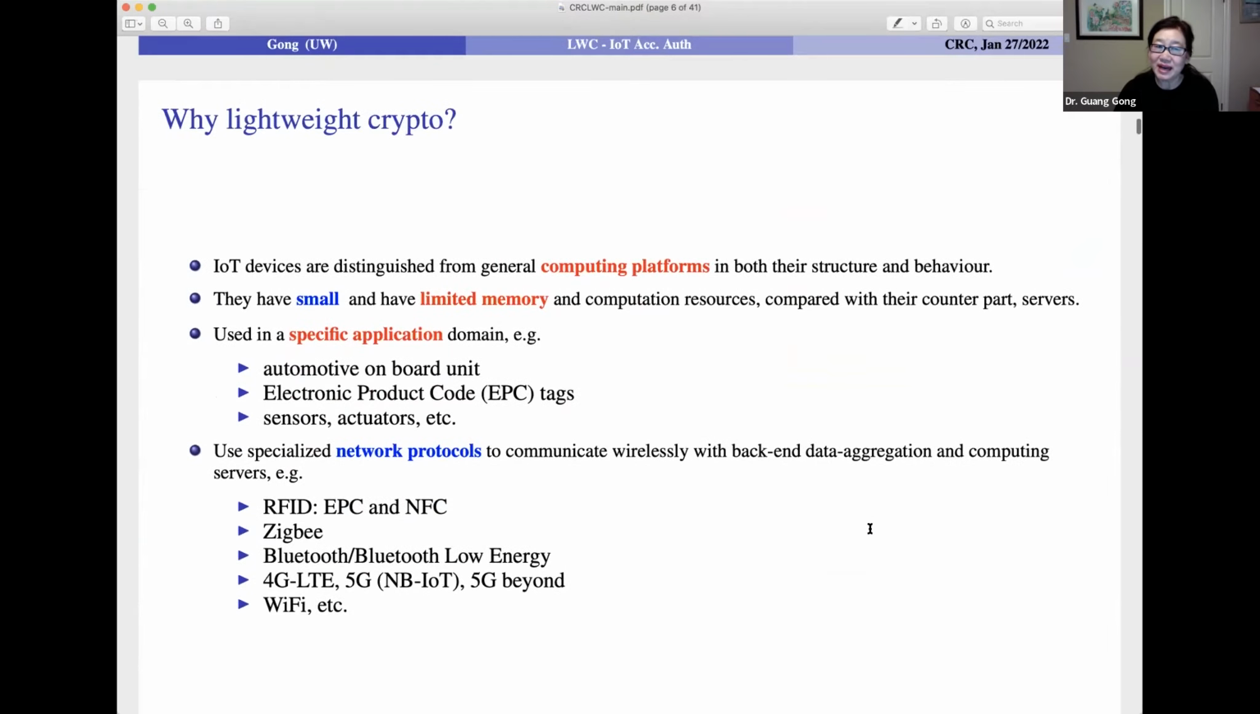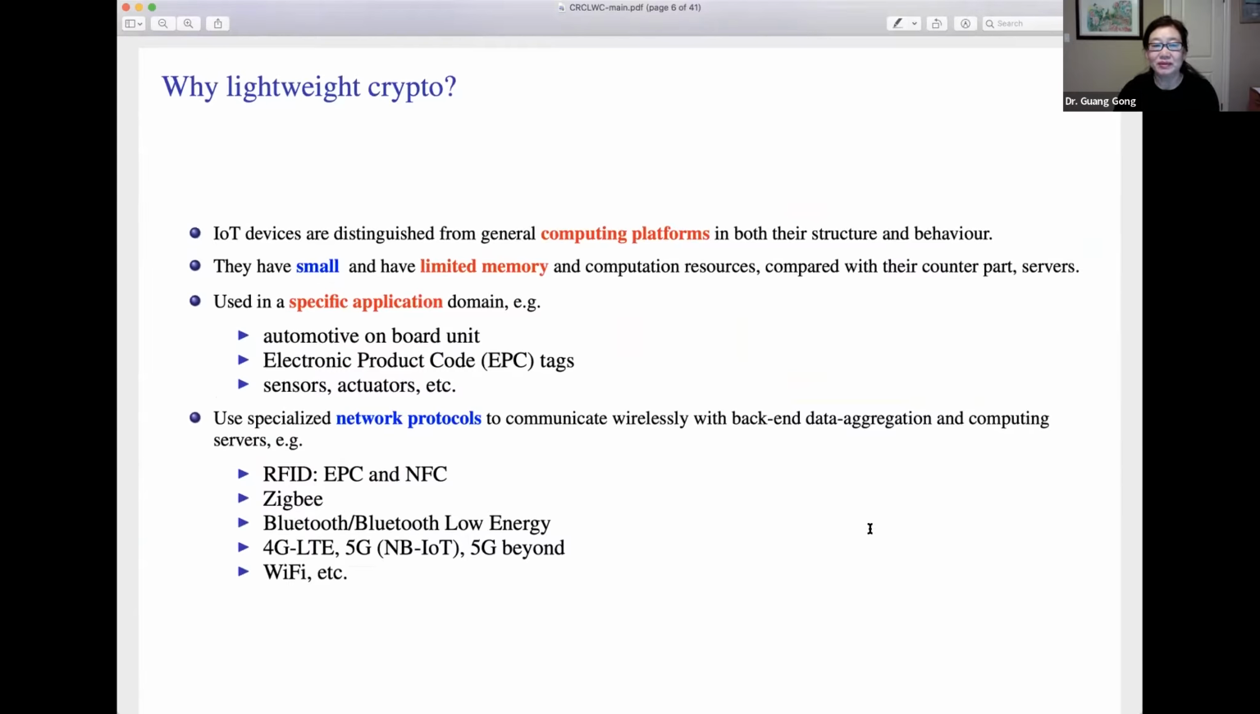So this is why we need lightweight cryptography. The reason is that they are very small and have limited memory and computing resources. They are also usually used in very specific application domains, for example, automotive onboard units and EPC, even in very cheap products, for example, a bottle of water, and sensors, actuators, etc. And they also use different networking protocols to communicate with back-end data aggregation and computing servers.